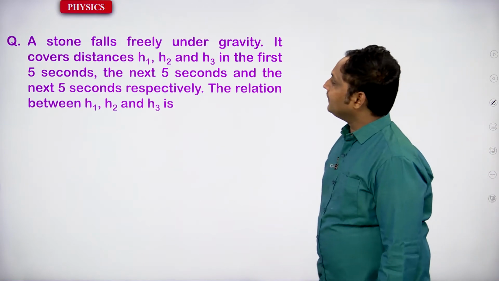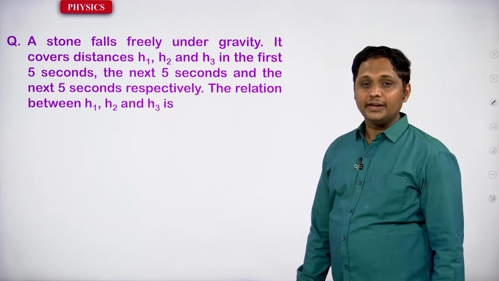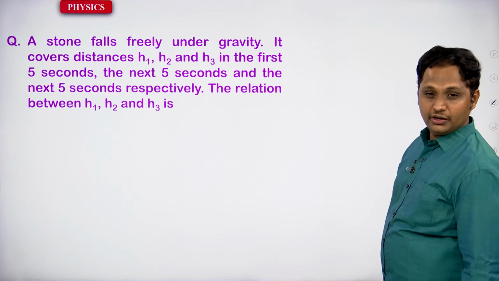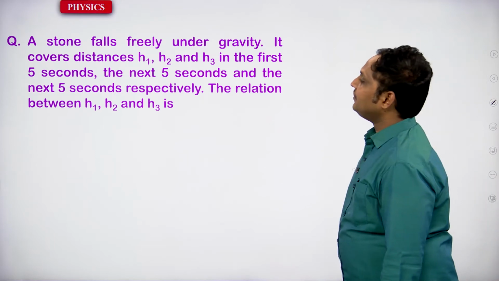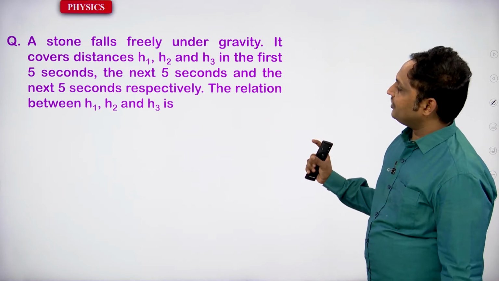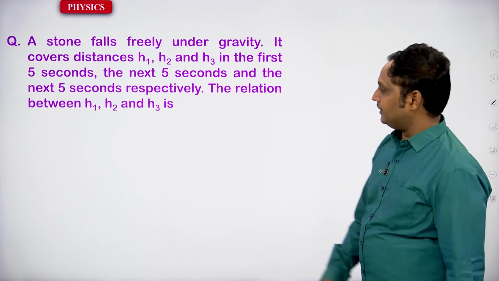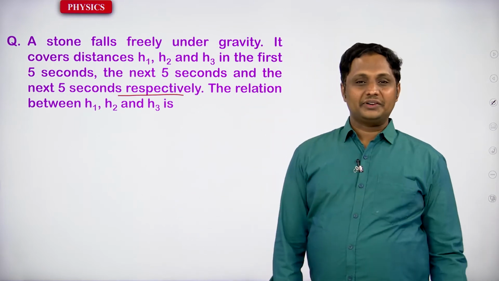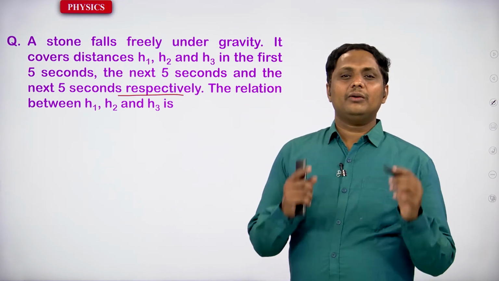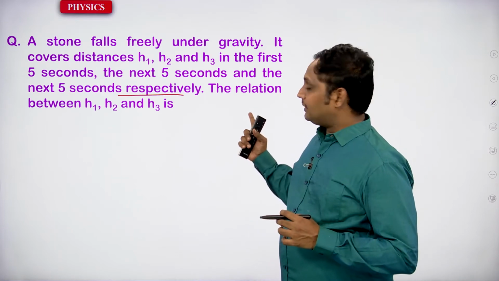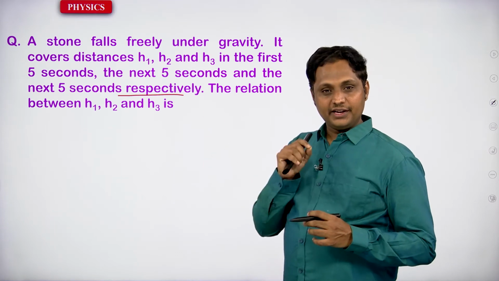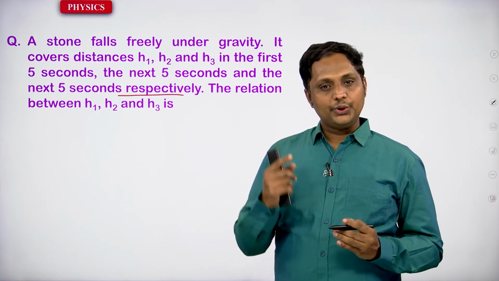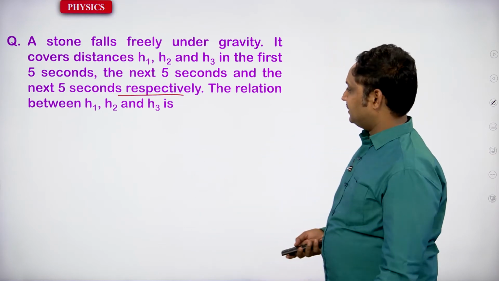A stone falls freely under gravity, all right. It covers distances h1, h2, h3 in the first 5 seconds, the next 5 seconds and the next 5 seconds. It is very clear. They have given the time, and you are about to calculate h1, h2, h3. It is very easy, and you have to frame the relation among the parameters h1, h2, h3. Let us have a look.